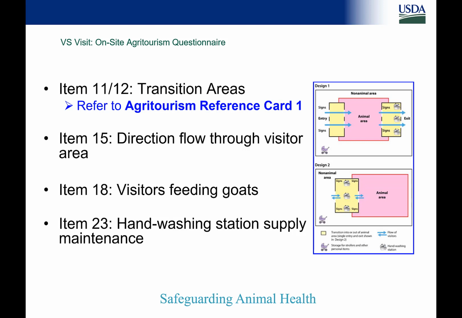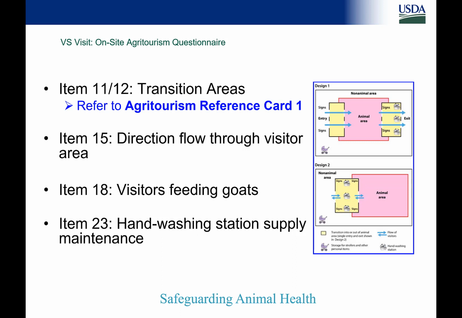And that goes for 16 and 17 also when we talk about policies and warnings given. We can't guarantee that everyone is following the policies and warnings given, but we want to know if the operation has something in place and if they're communicating those either with signage or verbally. Then we ask a few more questions about if they're allowed to feed goats, and then we get into hand washing.